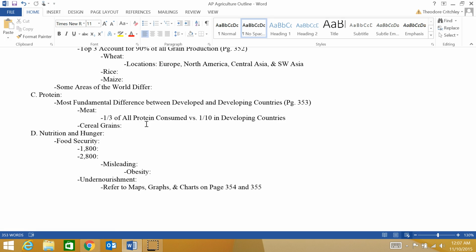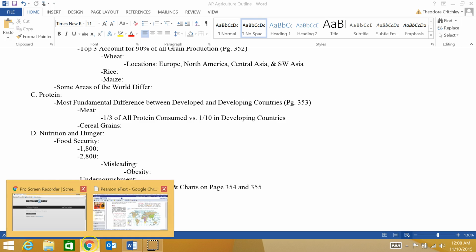The developing countries of the world tend to focus back on their cereal grains that we talked about before. This is the leading source of protein in developing countries. So meat is the leading source of protein in the developed countries. Cereal grains is the leading source of protein in the developing countries of the world. Okay, so you can note that.